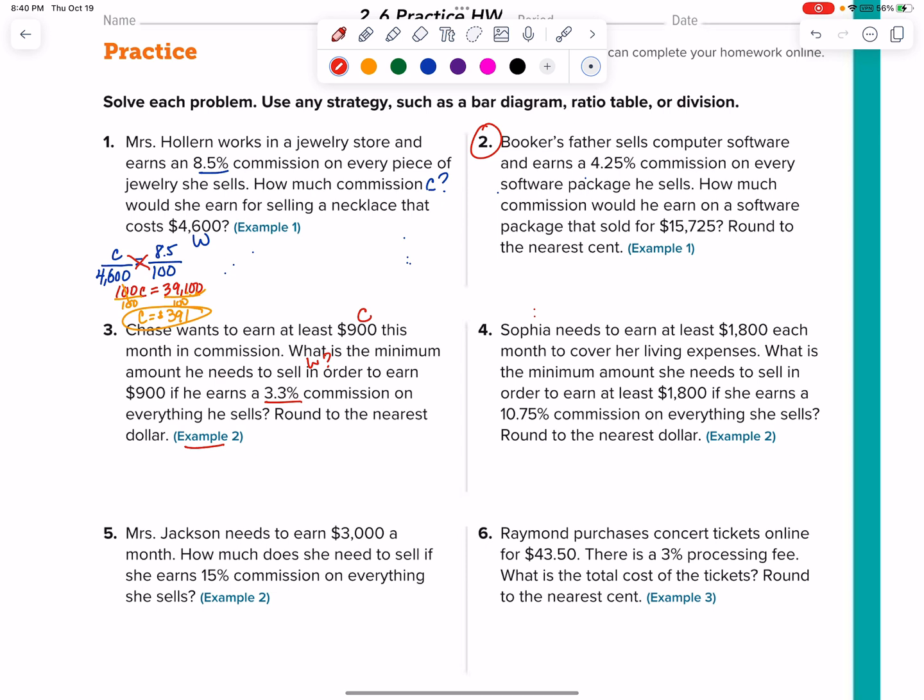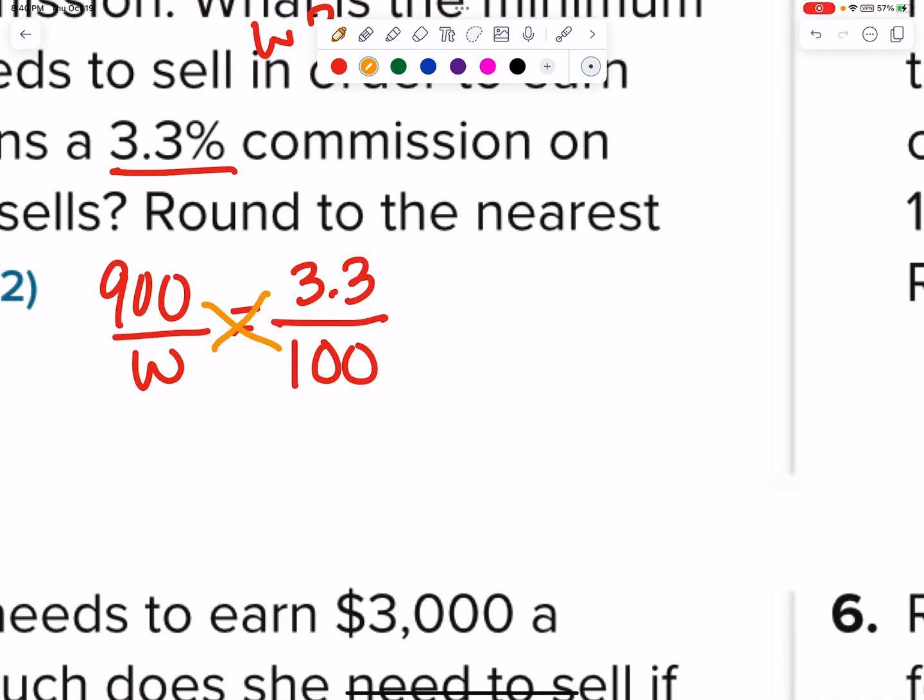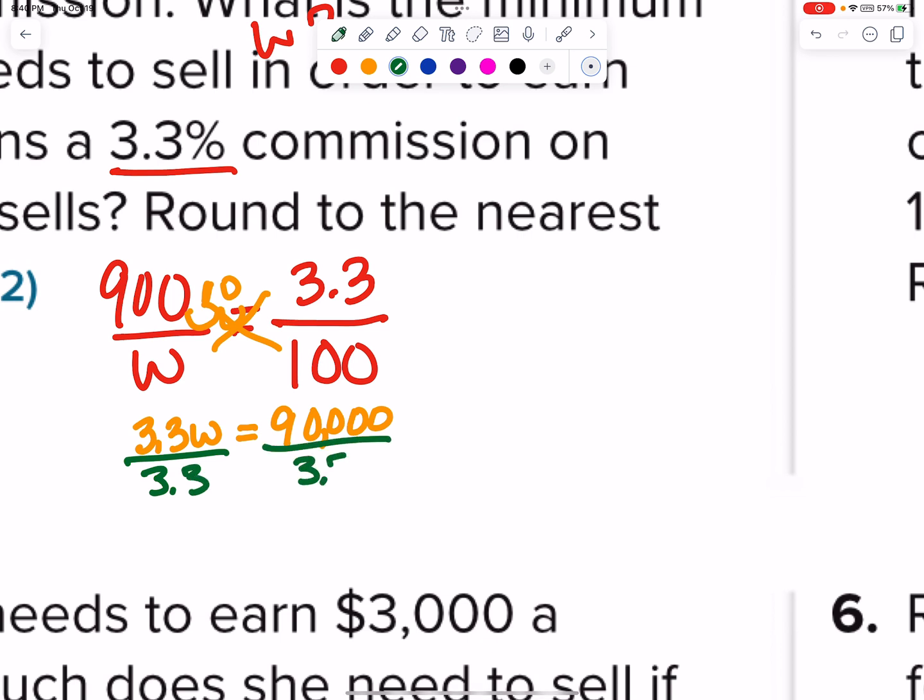So set up everything that you are confident with. Always confident with my 100. I know he's doing a 3.3% commission. I know the commission this time. I just don't know the original whole. So let's go ahead and do our means extremes. Variable first, 3.3W equals 900 times 100, so we have 9 and 4 zeros. Then let's isolate the variable, divide 3.3 to both sides.